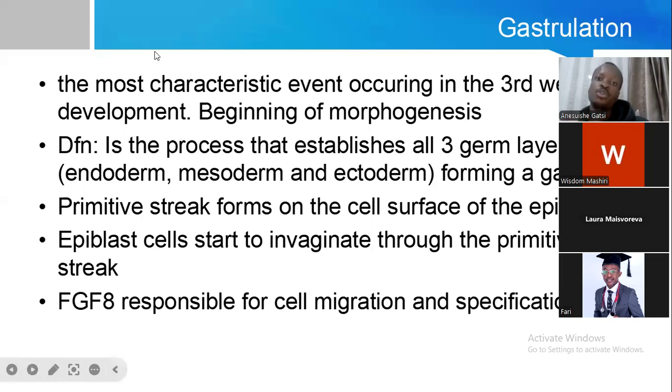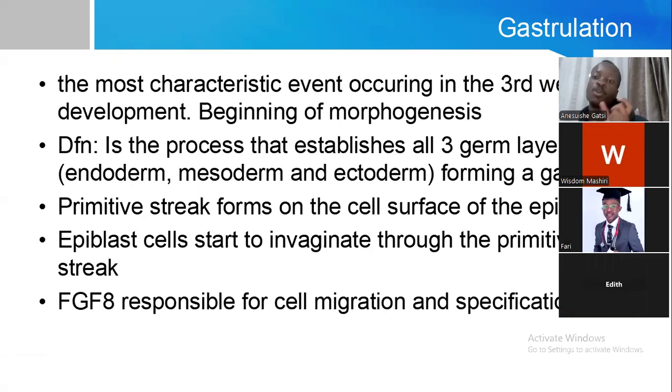So for all this to happen, you're going to need fibroblast growth factor 8, which is a protein encoded by a gene which you just call the fibroblast growth factor 8 gene, right? That protein is the one responsible for cell migration and specification. By this, I mean that for these cells to start invaginating through your primitive streak, you're going to need that fibroblast growth factor 8.